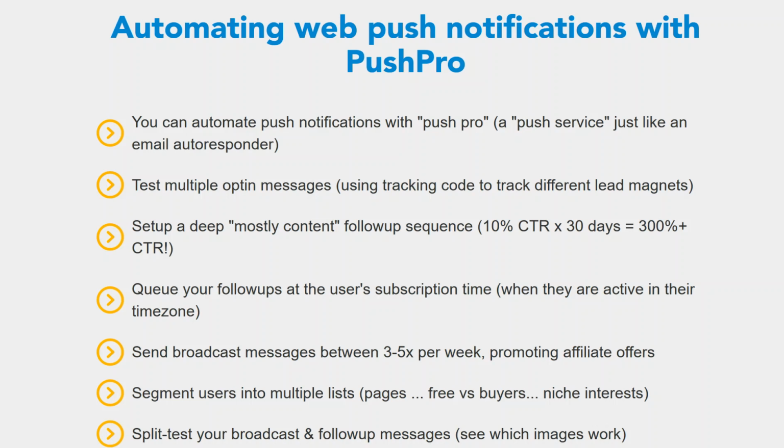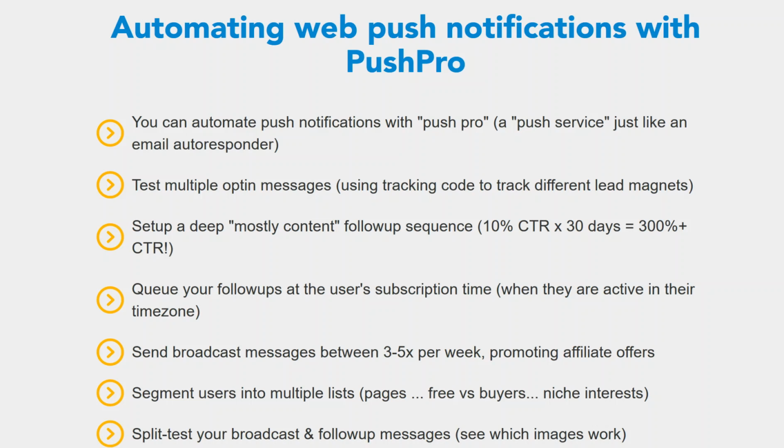Thirdly, you can queue your follow-ups at the exact same time as when the user subscribed. So if someone subscribes to your push notifications at, let's say, 3 o'clock Eastern, then all future follow-up messages will be sent at 3 o'clock Eastern. And this is a great way to ensure that we're delivering to people when they themselves are active in their particular time zone.